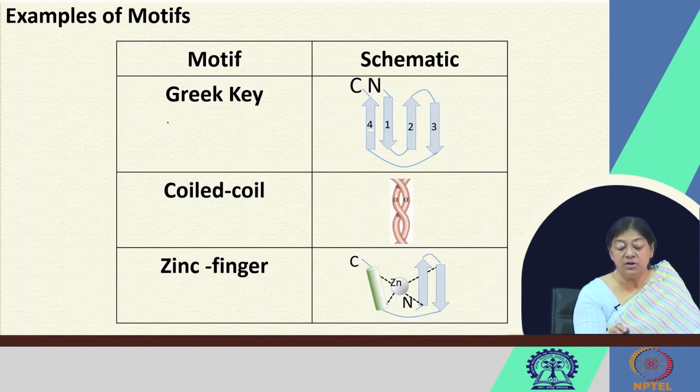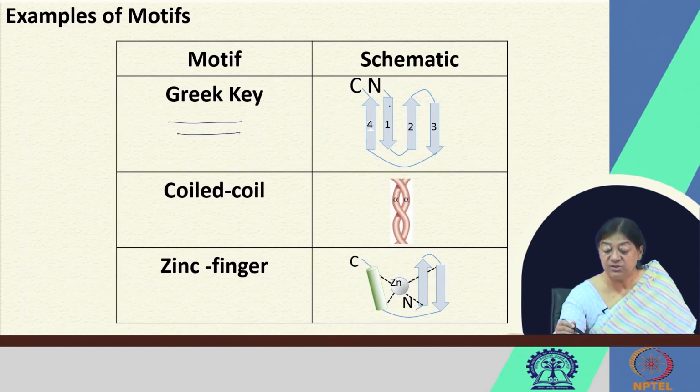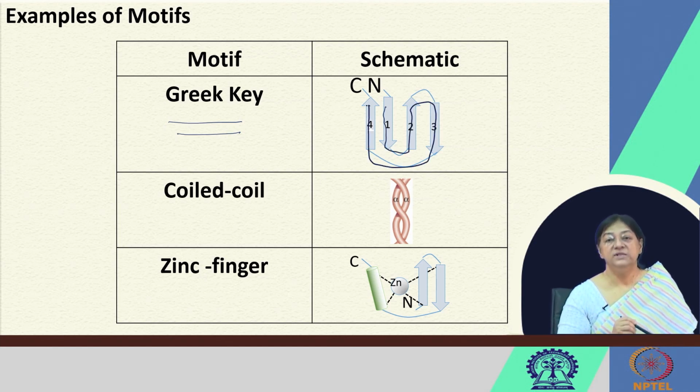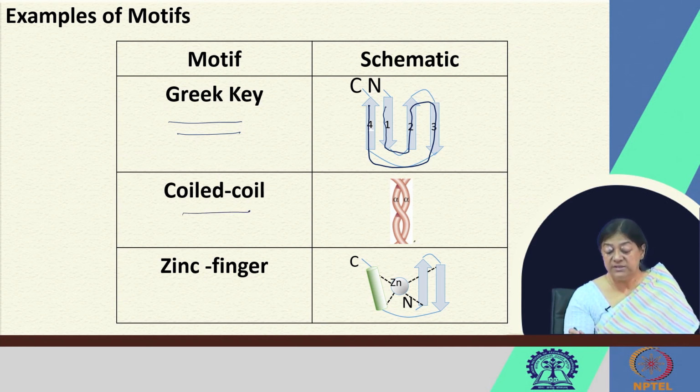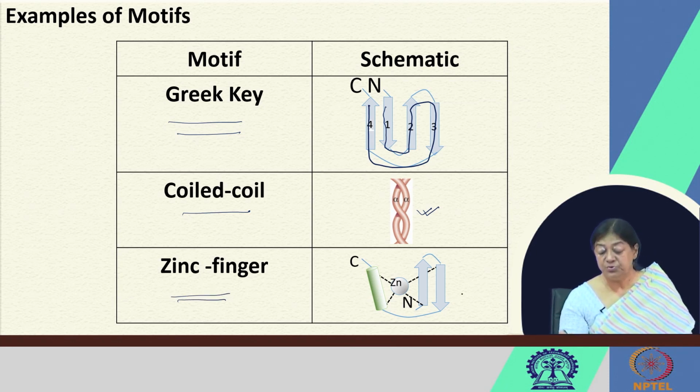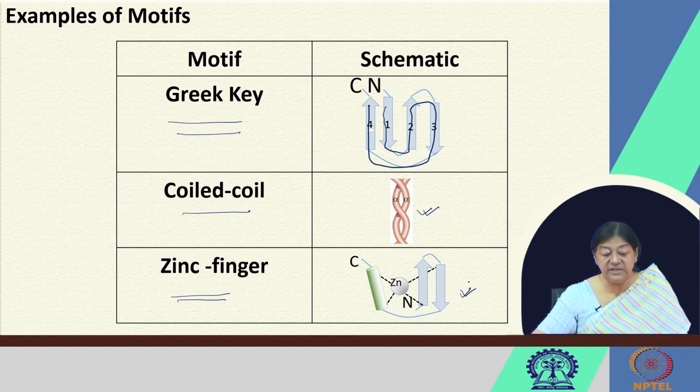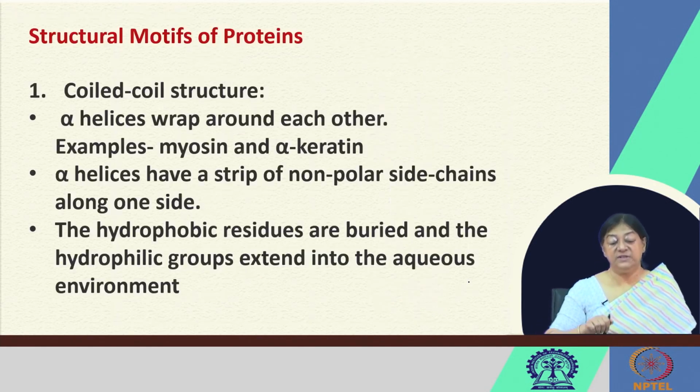We can have what is called a Greek key motif. In this case, we have strands to a beta sheet which form in this fashion 1, 2, 3, 4. This is a Greek key motif. We have what is a coiled coil. This is where we have alpha helices that form this coiled coil structure. Another well known motif is the zinc finger motif, which we will visit when we study metalloproteins. So, these are different examples of motifs. We will look at specific types now.